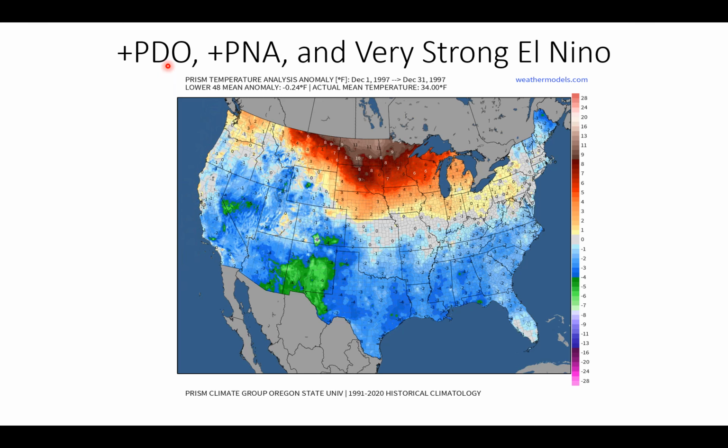And those do typically tie in during El Nino events. You get a positive PDO with El Nino events. So those kind of go together. And then you have a positive PNA. So that would mean that we'd have ridging over the western U.S. and we'd have troughing over the east. We didn't quite get that this particular month, December 97.